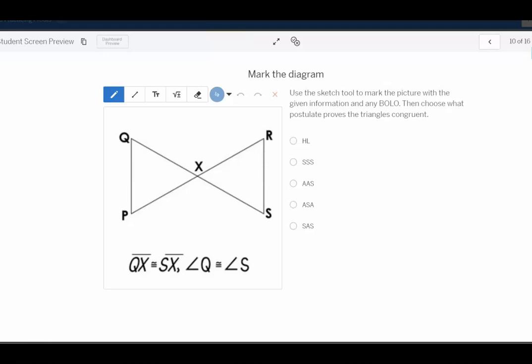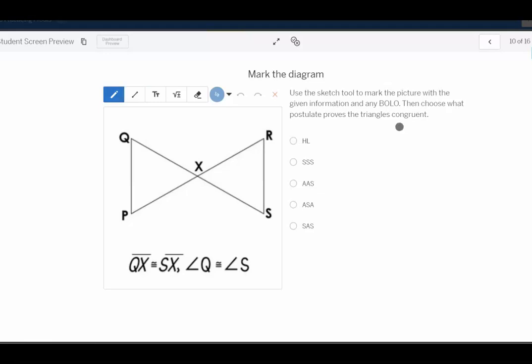Okay, this first one says, use the sketch tool to mark the picture with the given information and any bolos, be on the lookout for. And then choose what postulate proves the triangles are congruent. So we'll just mark this up here.